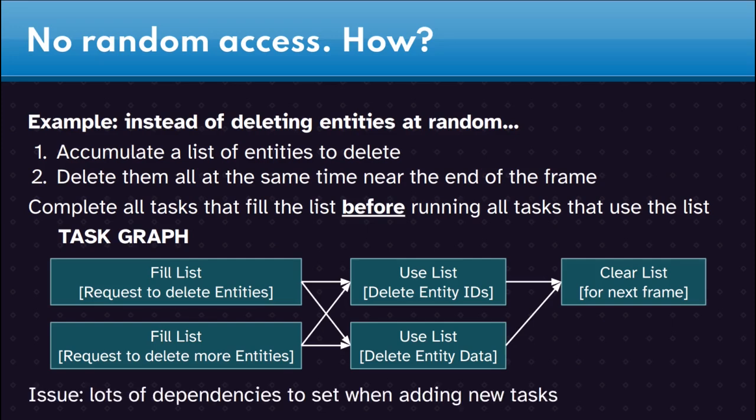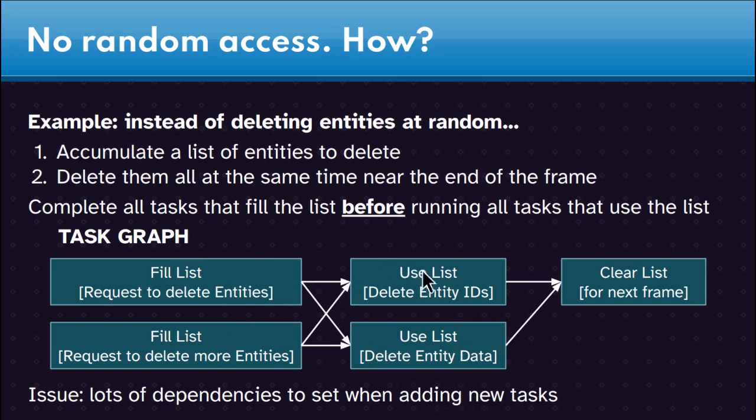But actually, explain this thing first. So when we're finished the task of requesting entities to delete, actually, I have to be finished both of these for these two to be unlocked. And note that the order at which these tasks run doesn't actually matter. One can finish before the other. Just that when both of them are finished, each one of these depends on both of them, which is why we have four connections here.